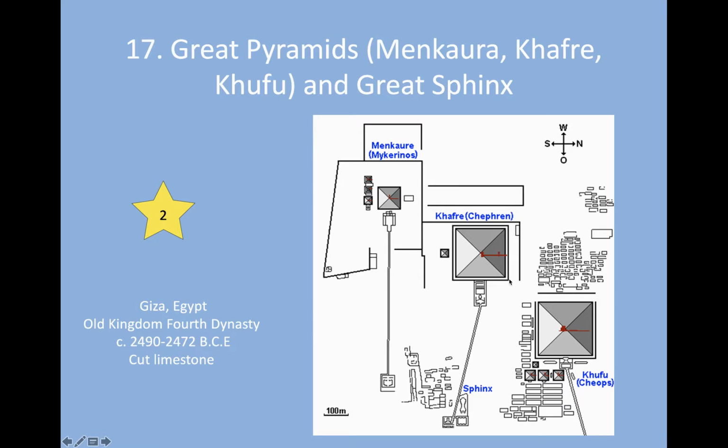I mean, the pyramid here, and it's a perfect square. And they are set perfectly on the axis. They sit perfectly on the four cardinal directions. It's not crooked at all. It's perfectly sitting on those cardinal directions.